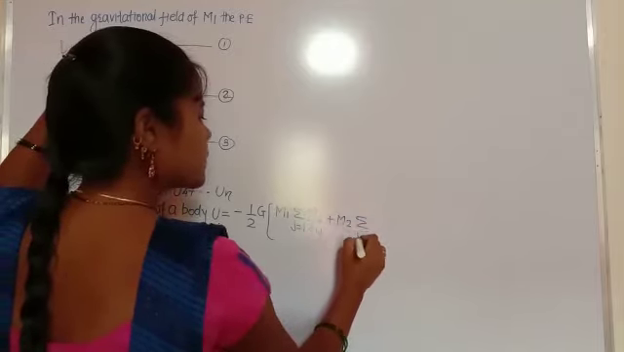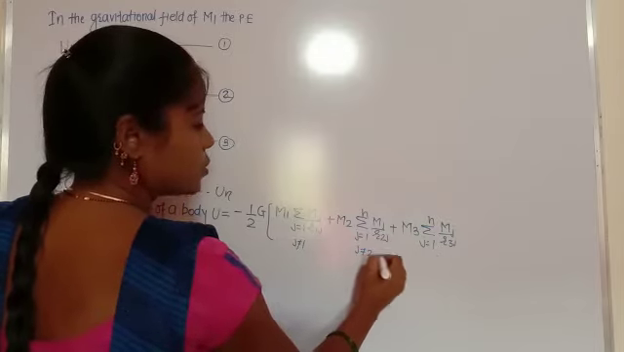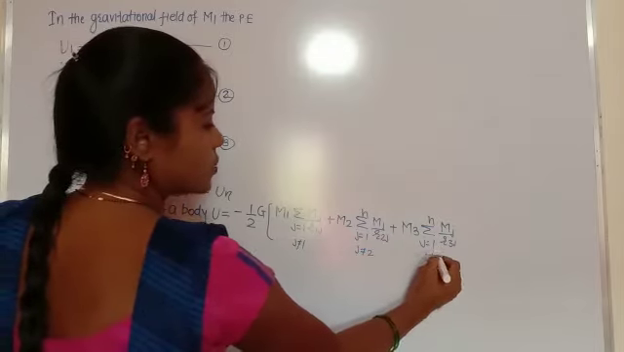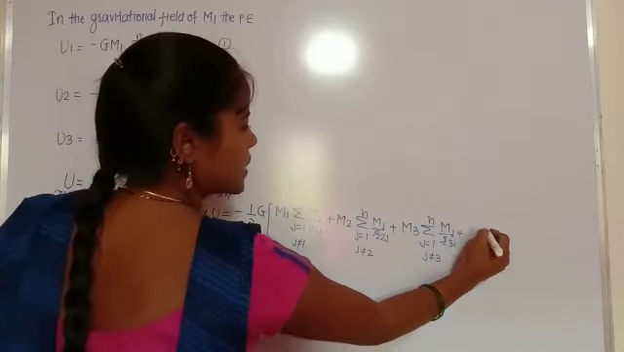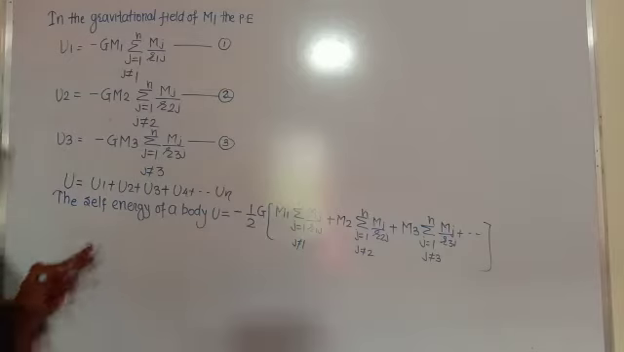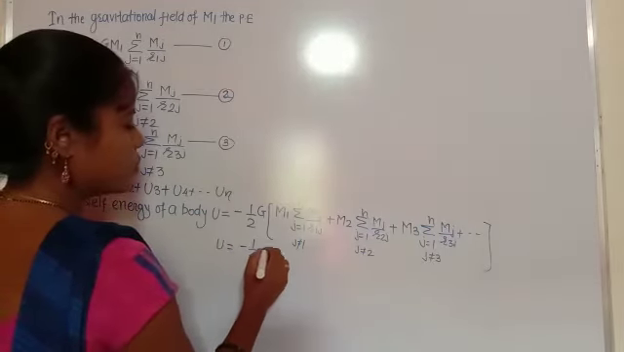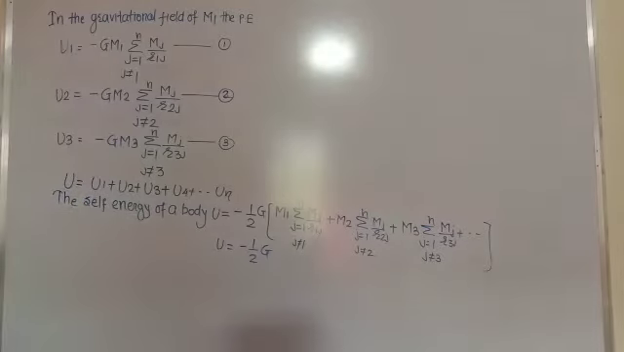Here in the first term j is not equal to 1, in the second j is not equal to 2, in the third j is not equal to 3, and so on up to the mn term. Okay, so if we calculate this, U is equal to minus 1 by 2 G.